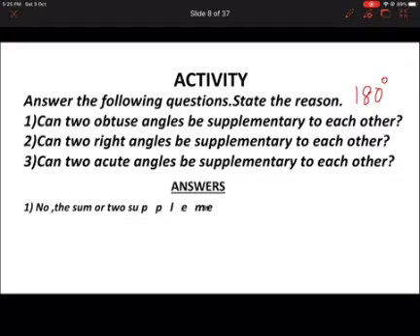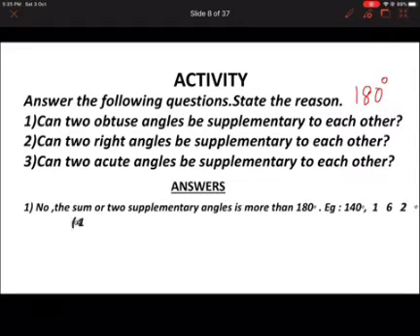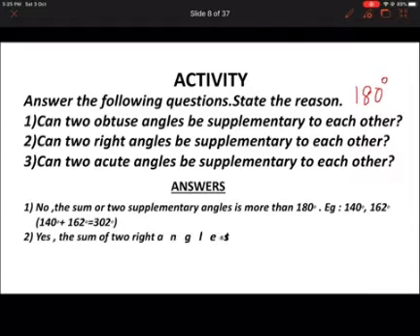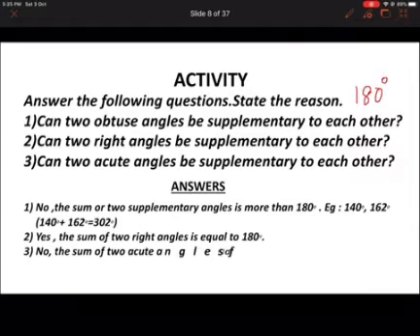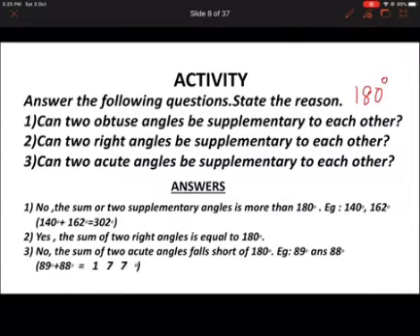The answers are: no, the sum of two obtuse angles is more than 180 degrees. So, we cannot call them a supplementary pair. So, I have given examples. As you all can see, the sum of two right angles is equal to 180 degrees. So, you can call them a supplementary pair. But here, we cannot call them a supplementary pair.